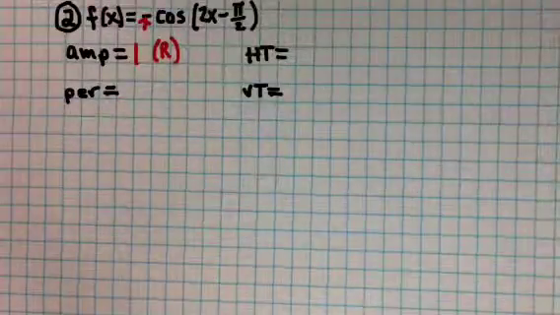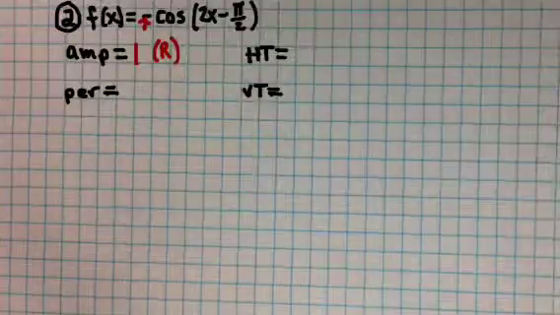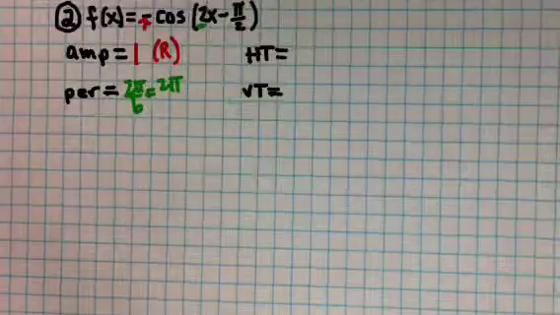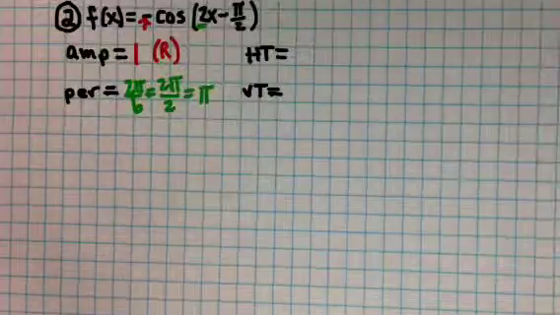Okay, for number 2 for the period, it's 2 pi over b. So in this problem, it's going to be 2 pi. The coefficient of x is 2, so 2 pi over 2, which is pi. Okay? Horizontal translation or phase shift.